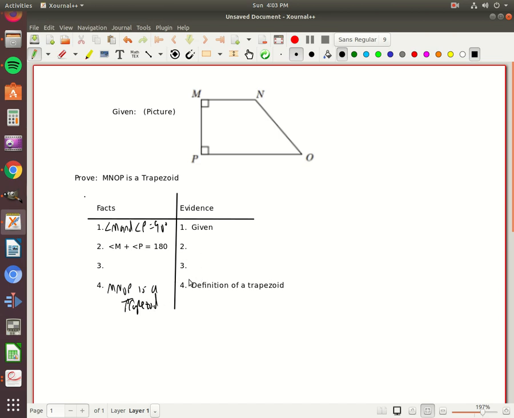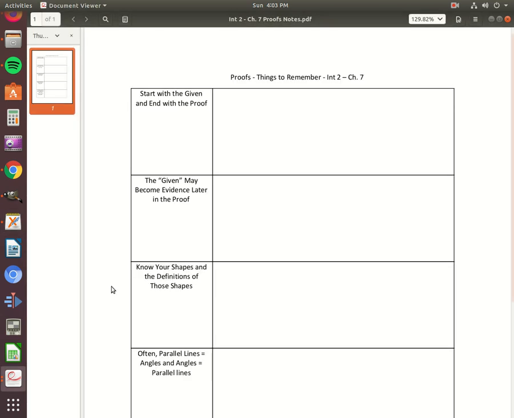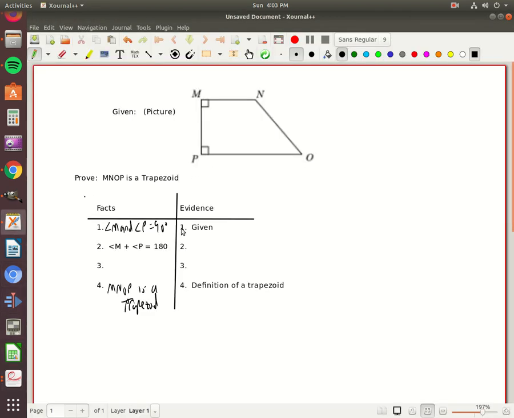Here's the problem, though. I'm still sort of going through here. I don't know. Now I'll look for step 2. The given may become evidence later in the proof. So let's take a look here. Does that help me at all?